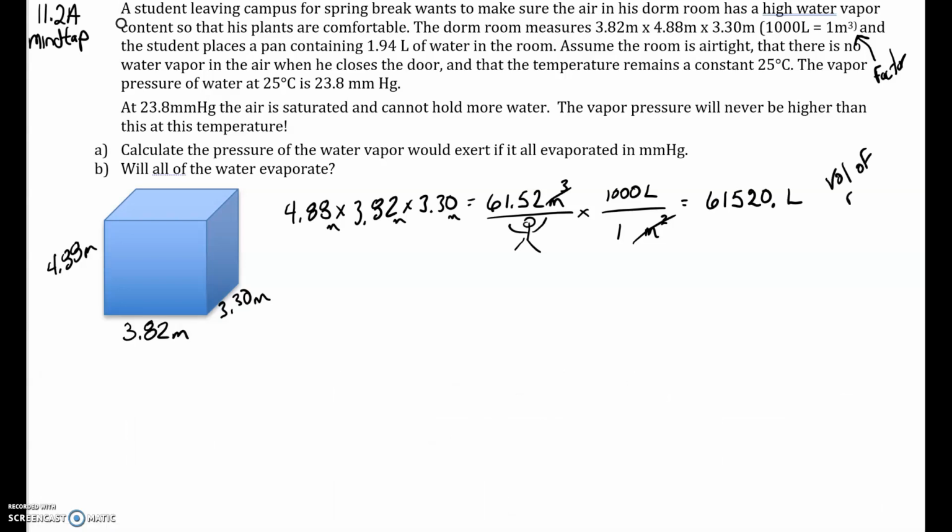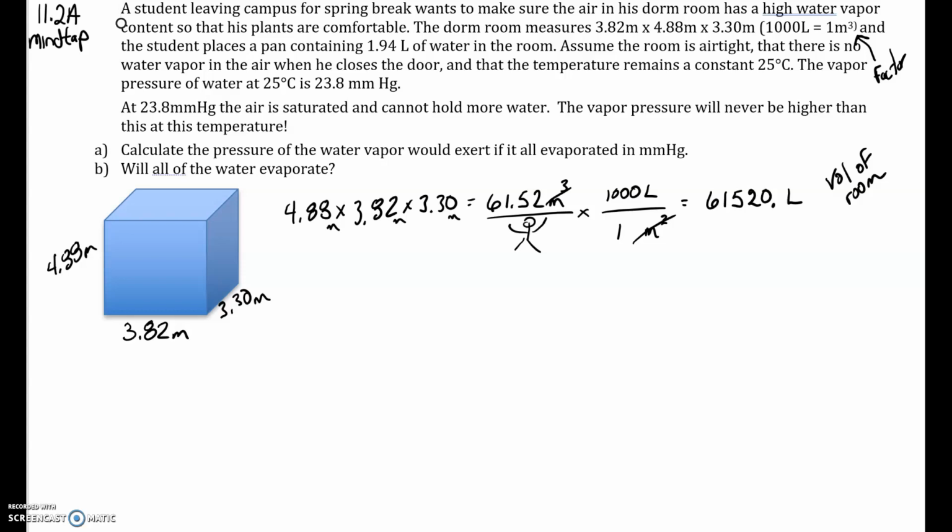So what are we doing? Let's back up and talk about what we're doing and why we even want the volume. That's a great point. The question is saying the student wants their plants to be hydrated, so they're going to leave some water in the room, and we want to know if all of the water that they're leaving will evaporate completely. We've made some assumptions: the room is airtight, and there's no water to begin with.